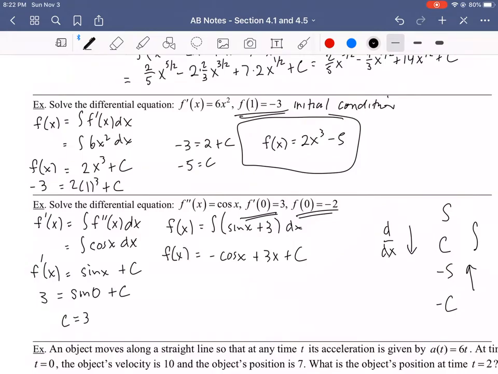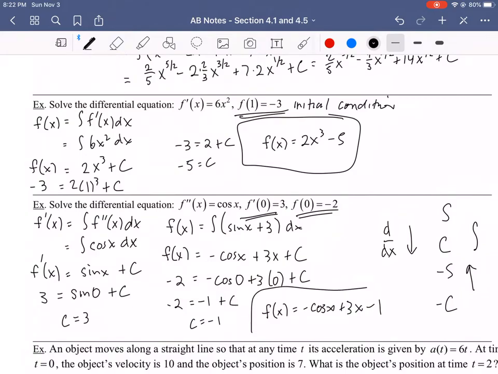And so now we're ready to find what c is by using our other initial condition, which is the one right here. F of 0 is equal to -2. So -2 will go in for f of x, and 0 will go in for x, and then we'll solve for c. So cosine of 0 is 1, so this will be -2 is equal to -1 plus c, and so c will equal -1, which means I'm ready to write my answer. F of x is equal to negative cosine x plus 3x minus 1, and that is the solution to the differential equation.